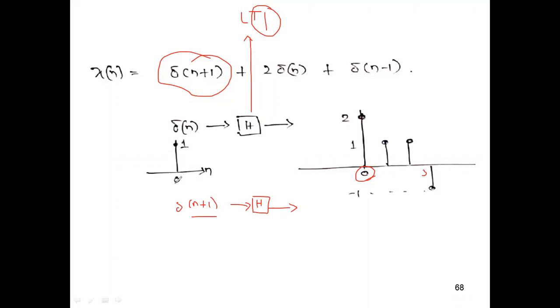Where is that impulse? Delta n plus 1 means where is that impulse? It is at -1, right? Now it is starting at -1. So what's going to happen to the resulting output? It's a time invariant system. You go 15 minutes late to the theater, the movie is going to start after 15 minutes. If you go 15 minutes early to the theater, the movie is going to start 15 minutes early.